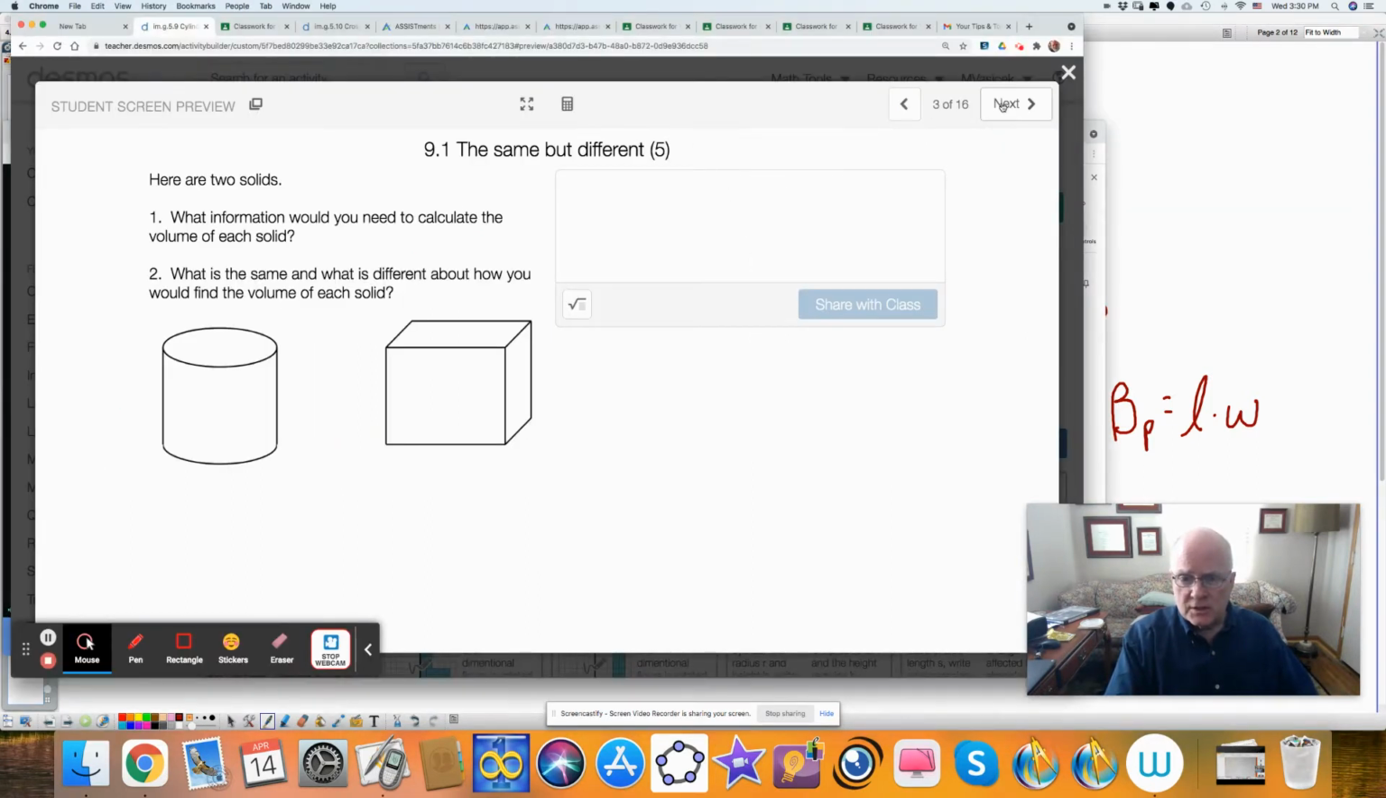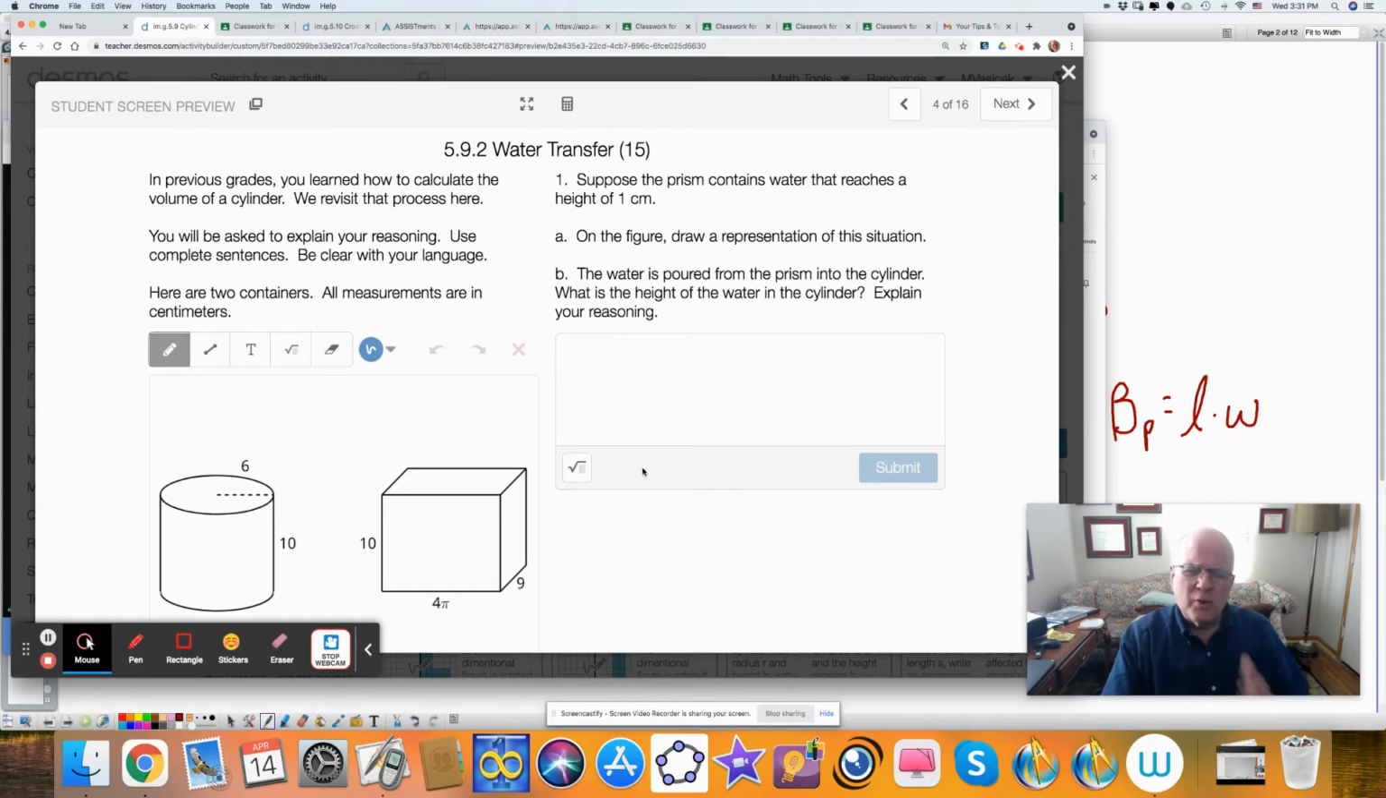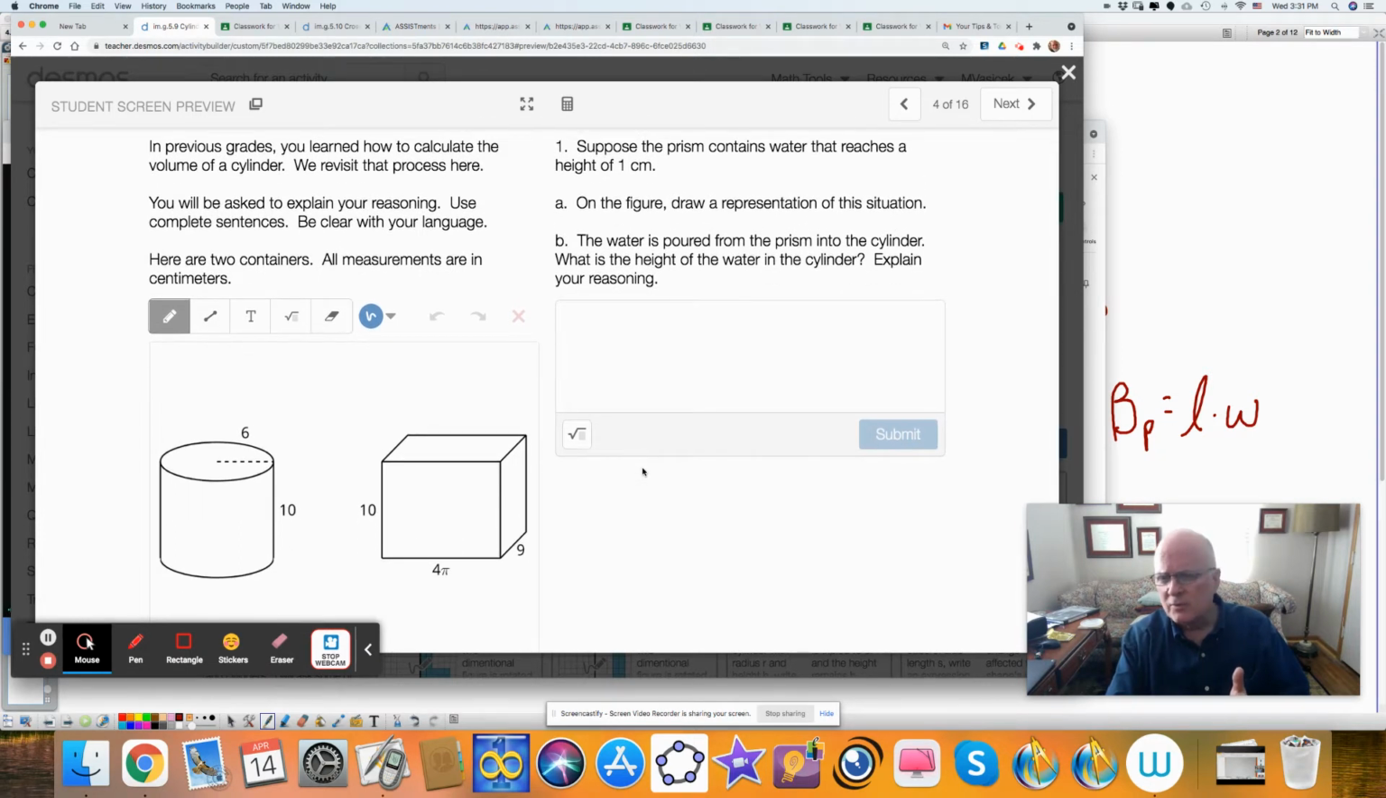The next question on this is, in previous grades, you were supposed to have learned these things or seen this before. And if this is the first time for you to see it, I'm sorry, because the 10th grade activity is not just to write the formula and substitute the values. There's more to it at the 10th grade level when dealing with prism volumes and cylinder volumes. So in previous grades, you were supposed to have learned this. And if you didn't, it's pi r squared times the h. The pi r squared is the area of the circle. You're going to be asked to explain your reasoning and to be clear about your language.